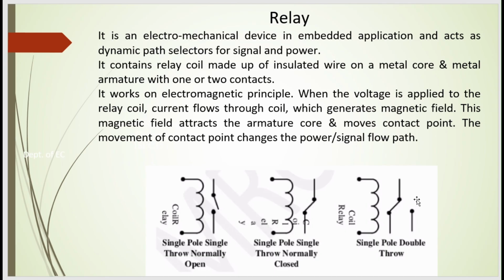Here we have another relay configuration, that is the single pole double throw relay. We can connect to both the select lines one at a time, and it works on the principle of electromagnetics. When the voltage is applied to the relay coil, current flows through the coil, which in turn generates a magnetic field. This magnetic field attracts the armature core and also moves the contact point. The movement of the contact point changes the power or signal flow path.